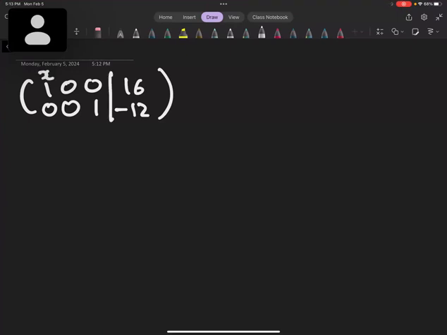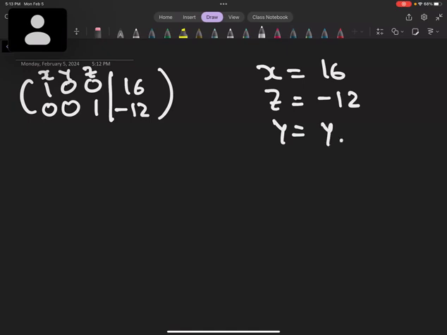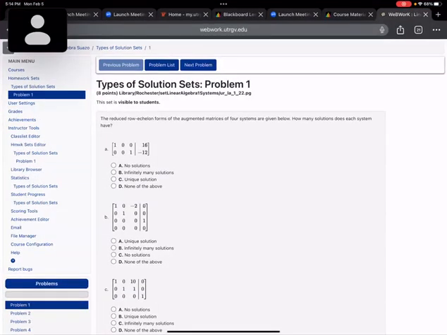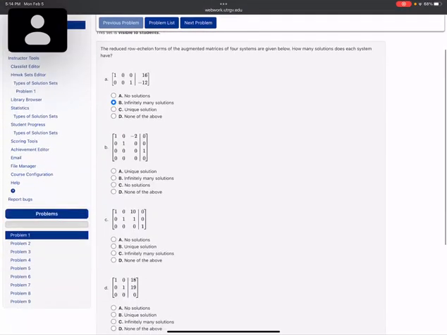So from here you get X, Y, and Z. So you get X equals 16, and then you have Y zeros, and then you got Z equals minus 12. And then you see Y is whatever you want. So yeah, that's probably going to be infinitely many solutions. Okay, so we can say infinitely many solutions. The next one, what do you guys say?